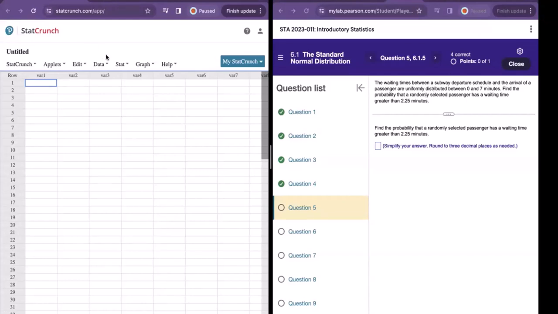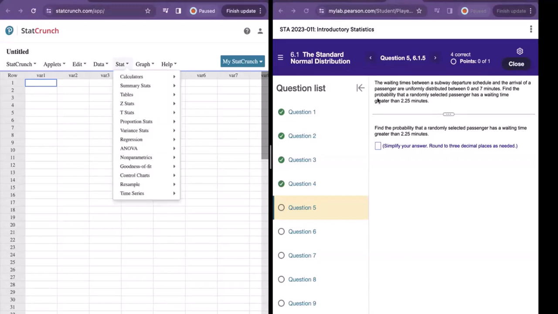I know StatCrunch can help you with everything, but where do I go for this type of equation?